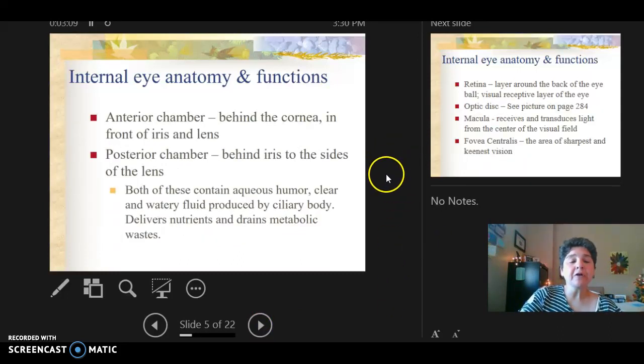We have the anterior and the posterior chamber. The anterior is behind the cornea, but it's in front of that iris and the lens, while the posterior chamber is behind the iris to the sides of the lens. Both of these contain something called aqueous humor. It's a clear and watery fluid, and it also helps to deliver nutrients and drains those metabolic wastes.